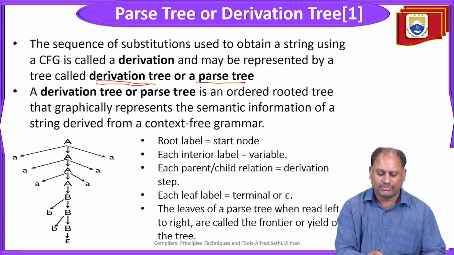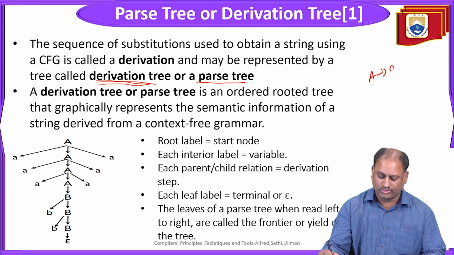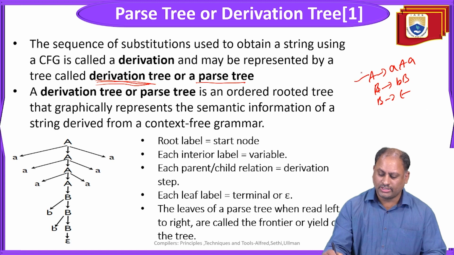So after getting one result, A derives small a capital A. Once again capital A derives the same thing. So we applied it like that. Then capital A derives small b capital B. We applied that. Once again capital B derives small b capital B. And then capital B derives epsilon. So how many times did we apply this step?